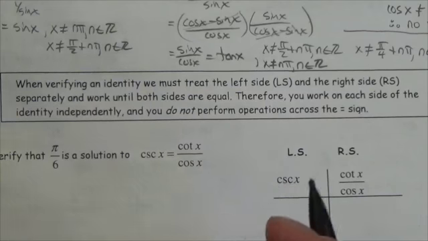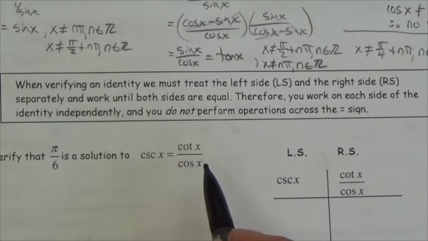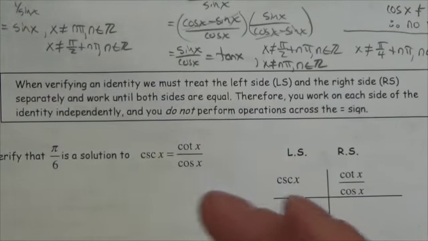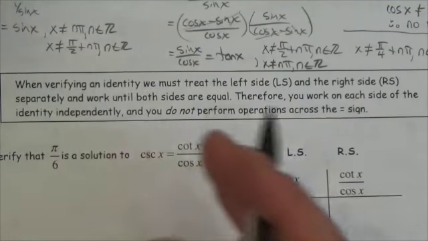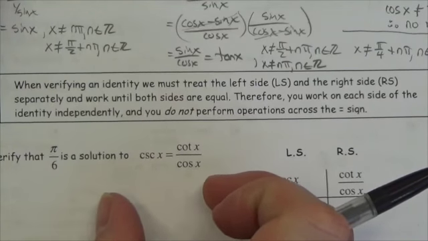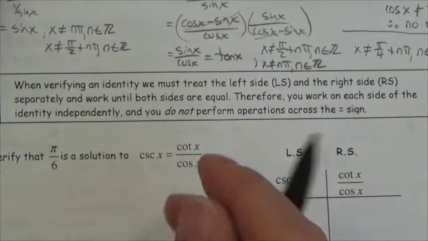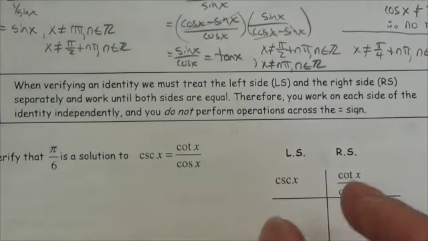I'd like to believe that these two sides are equivalent to each other, but I don't know that. So before I get to that point, I cannot assume that they're true and just move stuff from one side to the other. That's only possible if this is a true statement. So that's why you have to work on the left side and the right side independently.